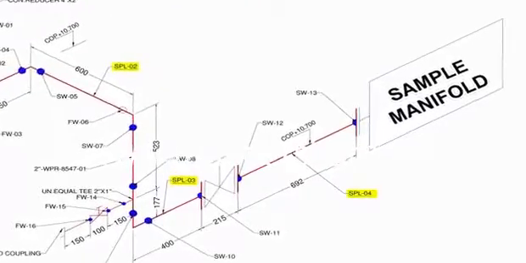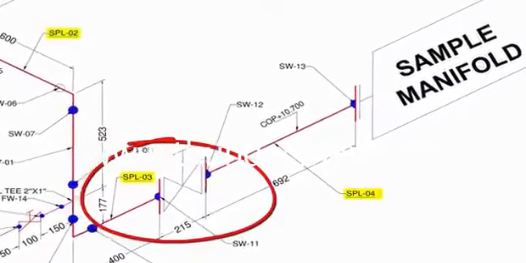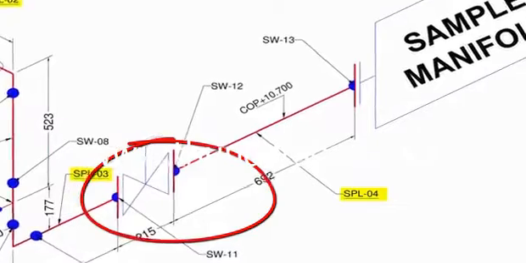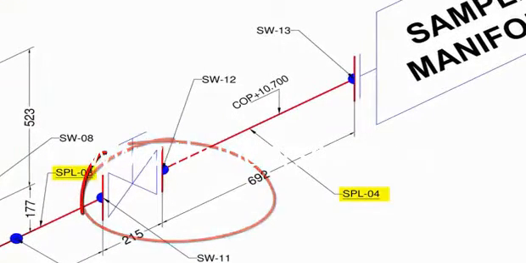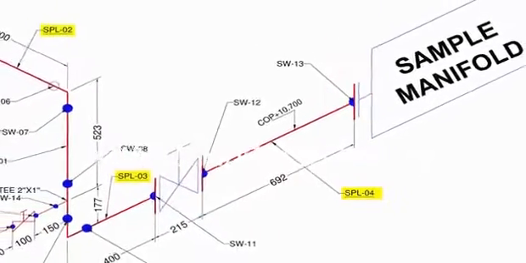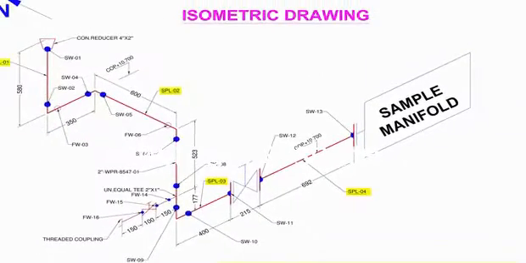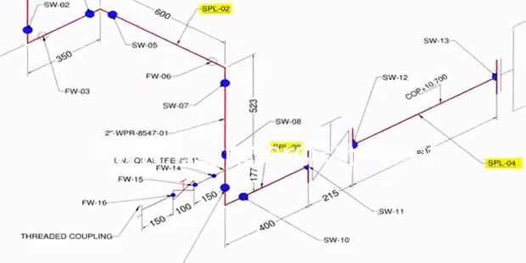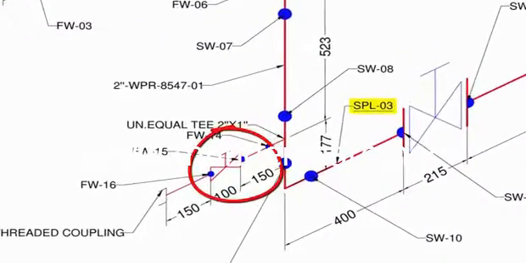Next, flanges. This symbol indicates the flange type is weld neck. So, 1, 2, 3. Total 3 flanges are required for this drawing. And now, valves: a 2 inch flanged type gate valve, 1 number. Then a 1 inch welded type gate valve, 1 number.